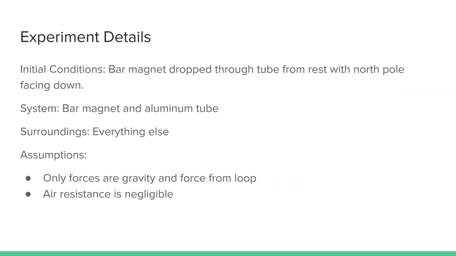For the experiment details, the initial conditions were that the bar magnet was dropped through the tube from rest with the north pole facing down. The system is the bar magnet and the aluminum tube, and everything else is part of the surroundings. The assumptions I made were that the only forces are gravity and the force from the loop, and that air resistance is negligible.